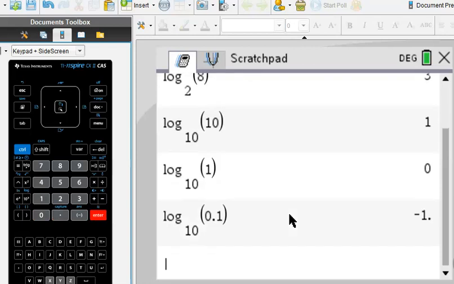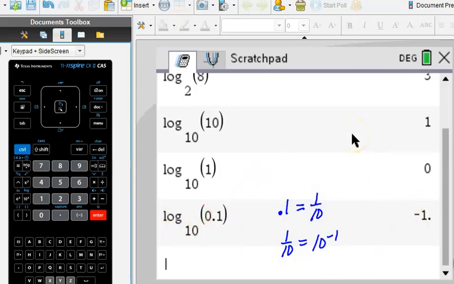That's -1. Why is that -1? Well, that's -1 because 0.1 is equal to 1 over 10, and we know that 1 over 10 is 10 to the negative 1 power. So 10 to the negative 1 power is 0.1.